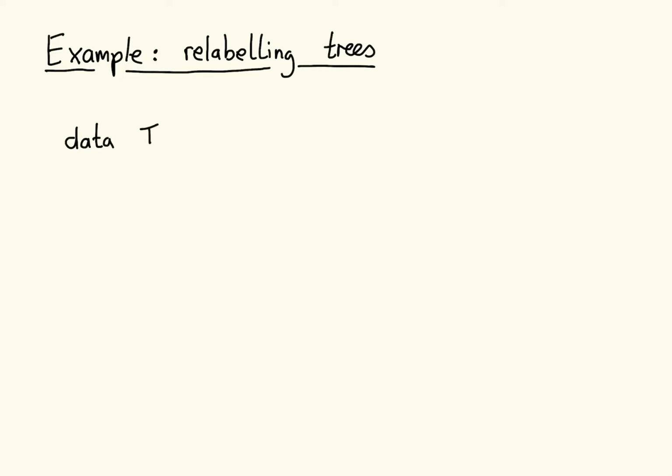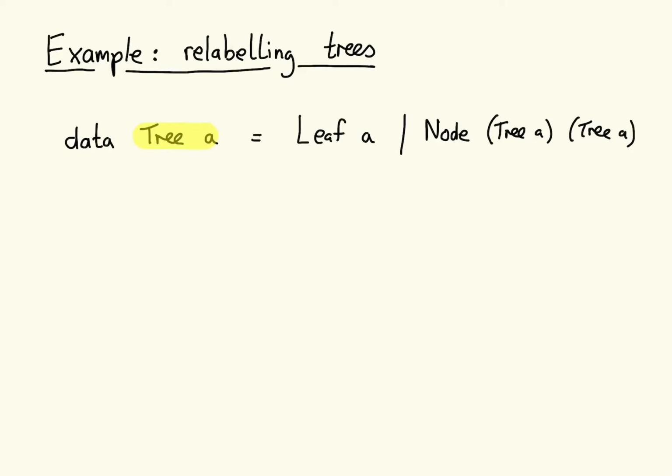So we're going to have trees, which is a parameterized type. It's going to contain values of type A, and a tree is either going to be a leaf, which contains a single value of type A, or it's going to be a node which has two trees as parameters, a left subtree and a right subtree. So this is a type of binary trees that contain data in the leaves.